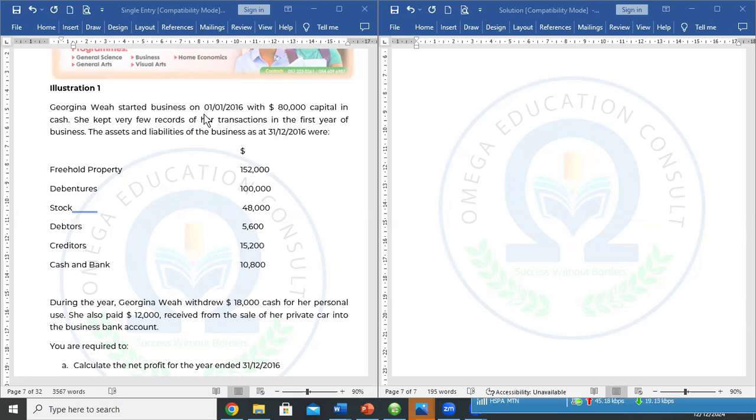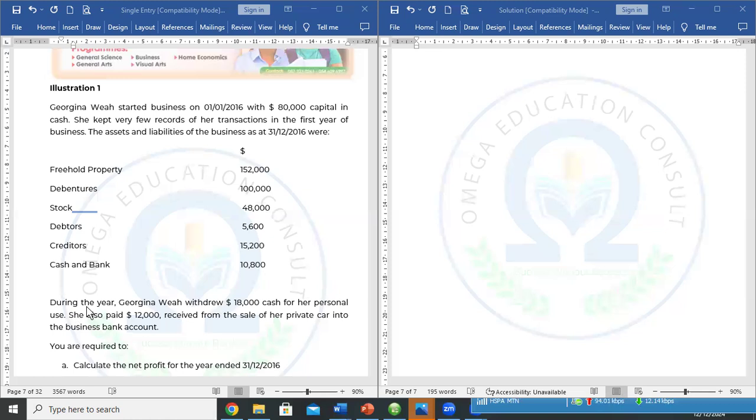She kept very few records of her transactions in the first year of business. The assets and liabilities of the business as at 31st December 2016 were freehold property, that's an asset, debenture, that's a liability, stock, an asset, debtors, asset, creditors, liability, cash and bank, asset. So these are the assets and liabilities at 31st December 2016.